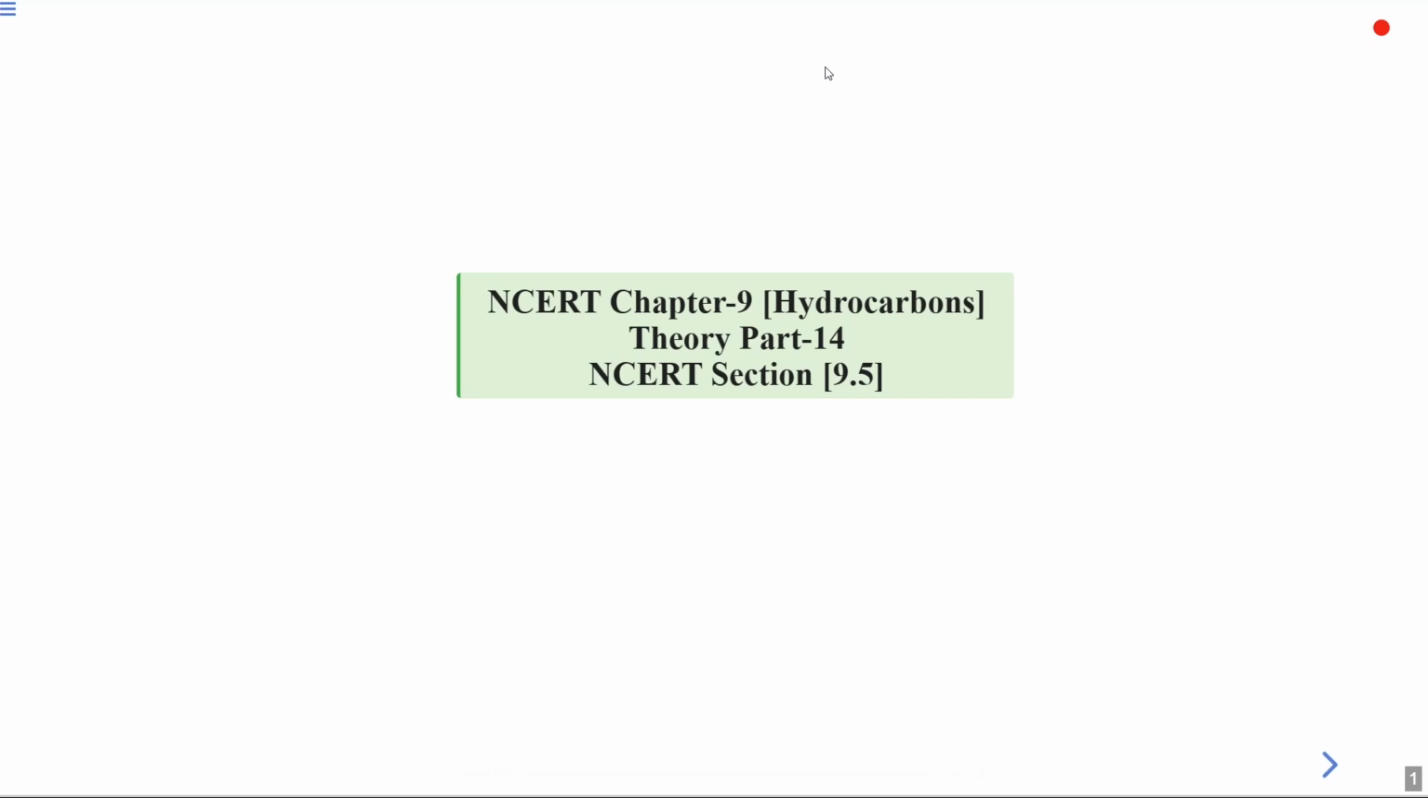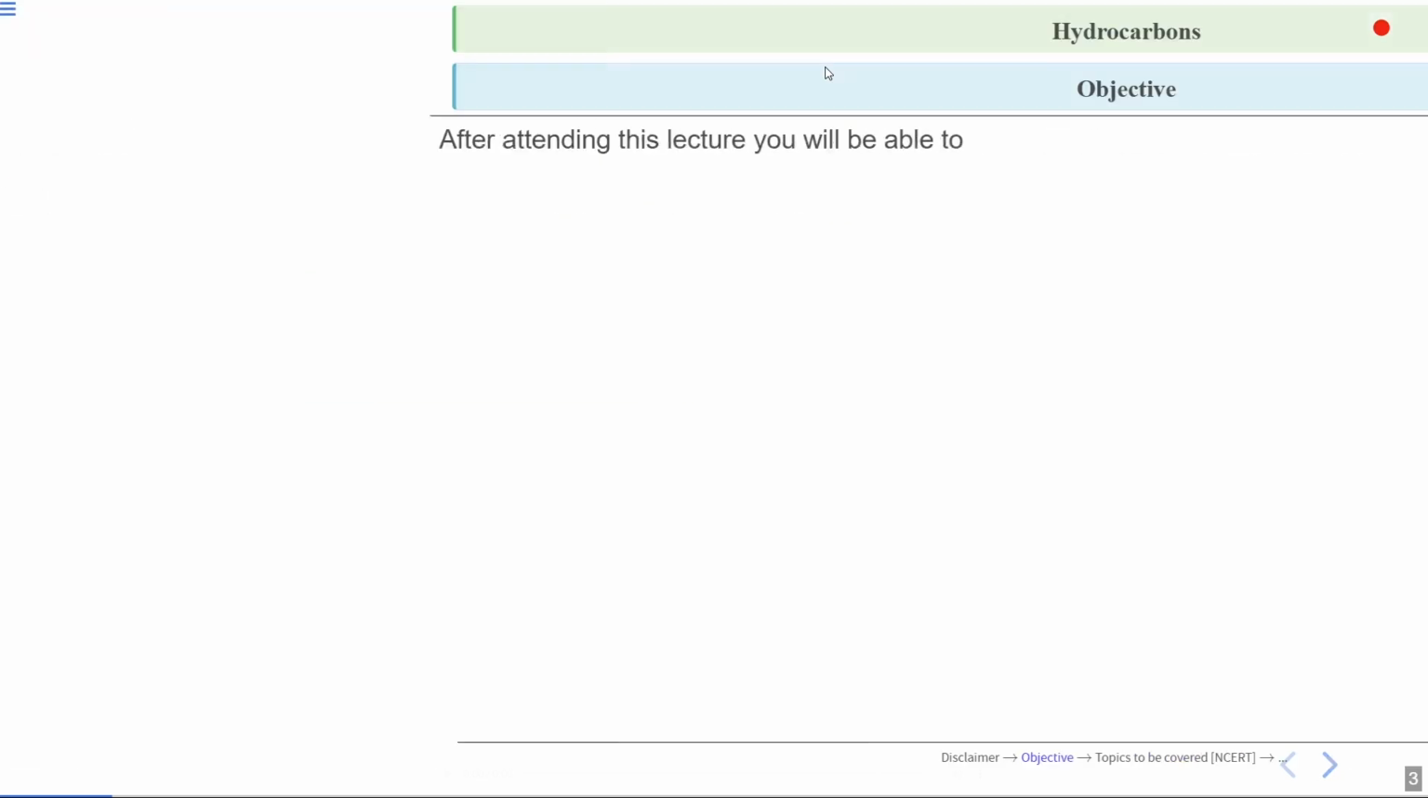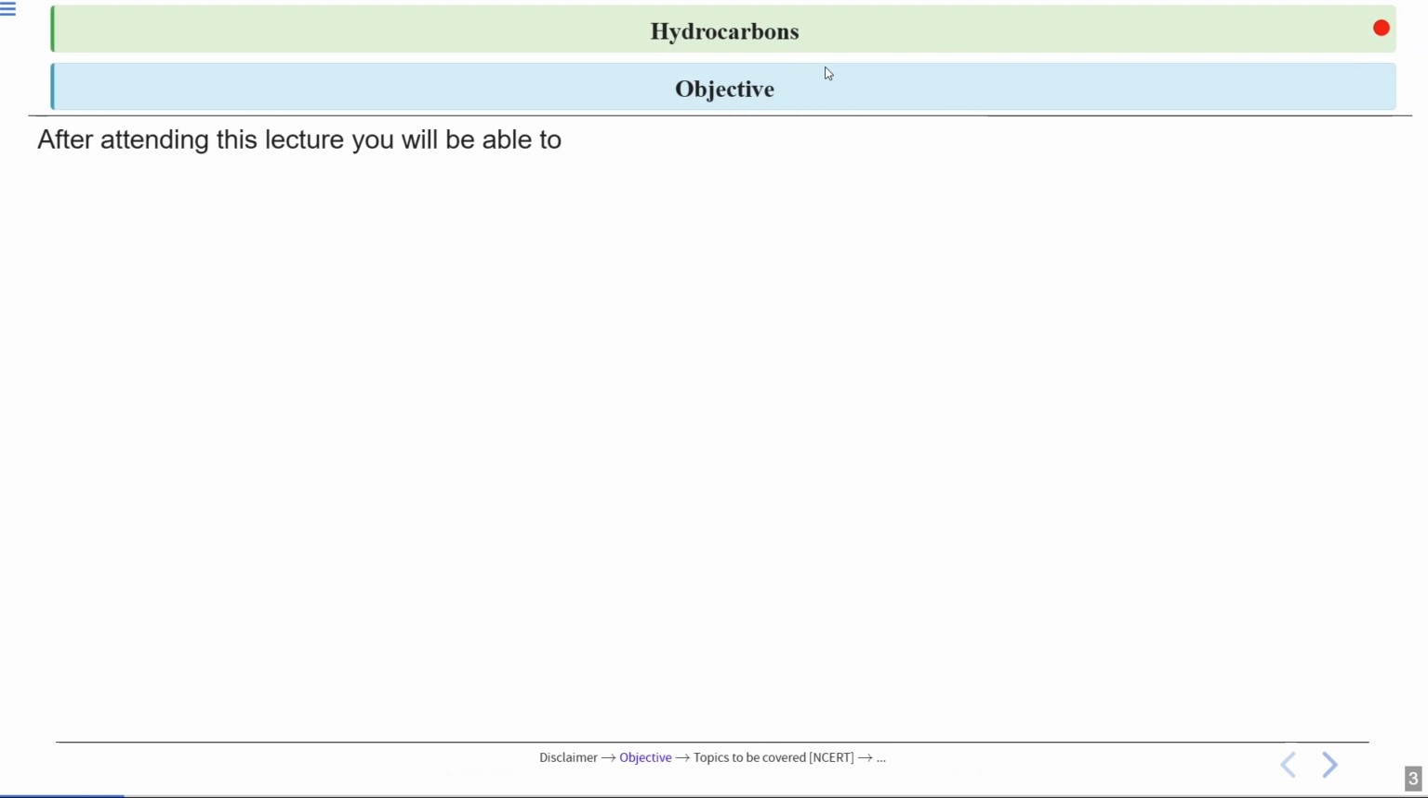Hello students, today we will explore chemistry, chapter 9, hydrocarbons. So this is our theory part 14 and today we will cover the NCERT section 9.5 in it. This is the disclaimer. Let us start by looking at what we will study in today's lecture.